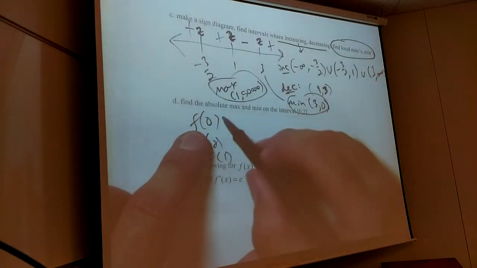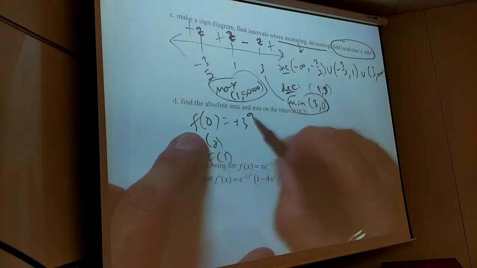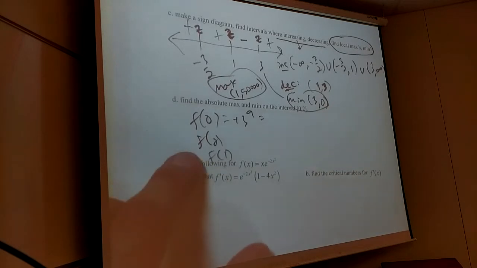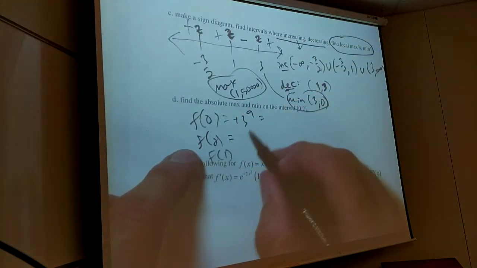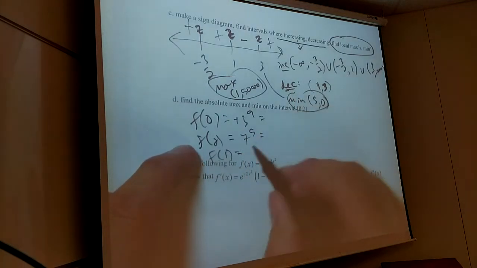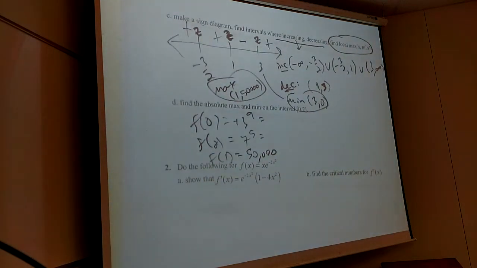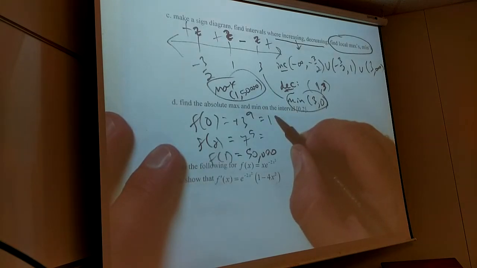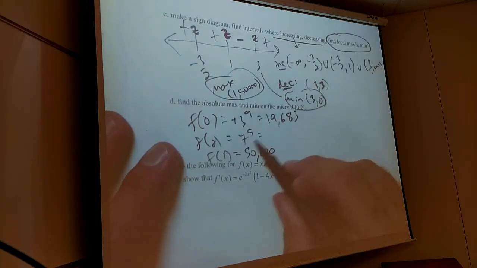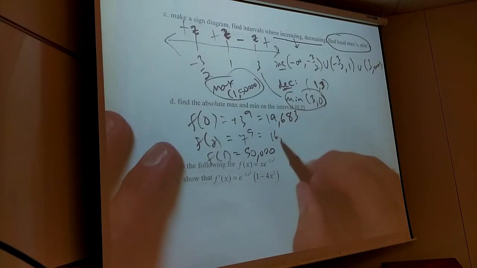So f of 0, I got positive 3 to the 9th, whatever that is. Again, I was too lazy to get my calculator. f of 2, I got 7 to the 5th. Is that right? 2, yeah. 7 to the 5th. And f of 1, of course, was the 50,000. So now it all depends on what those other things are. Three to the 9th is like 9 times 9 to the 4th. Which one? 3 to the 9th? 19,683, okay. 7 to the 5th? 16,807 or something. I like it.